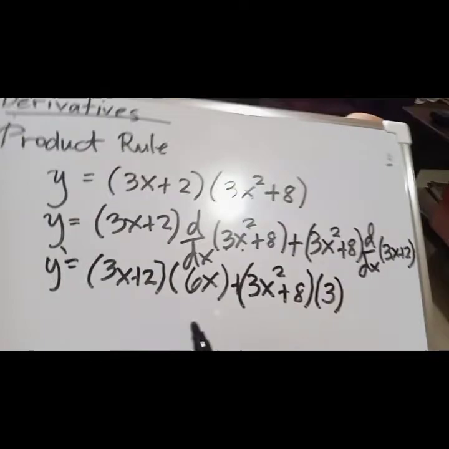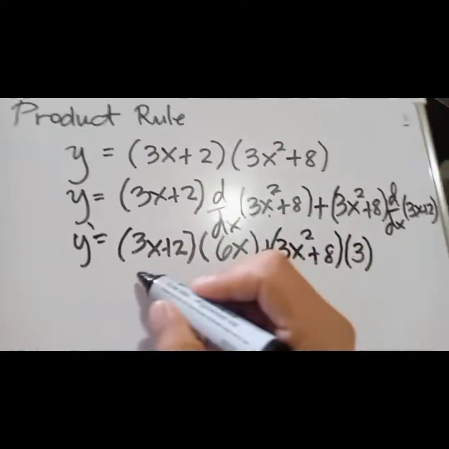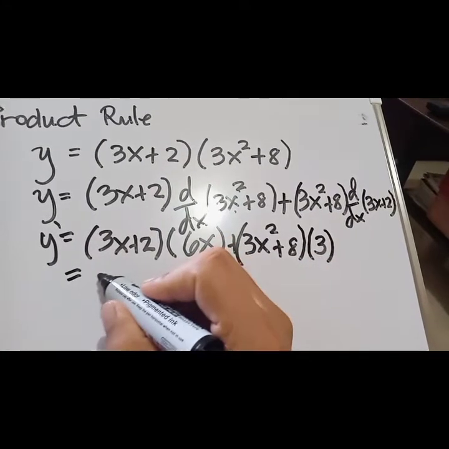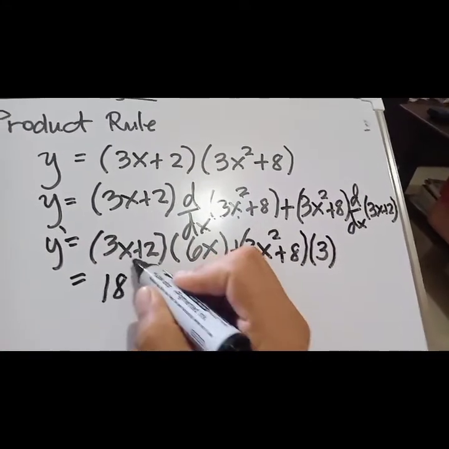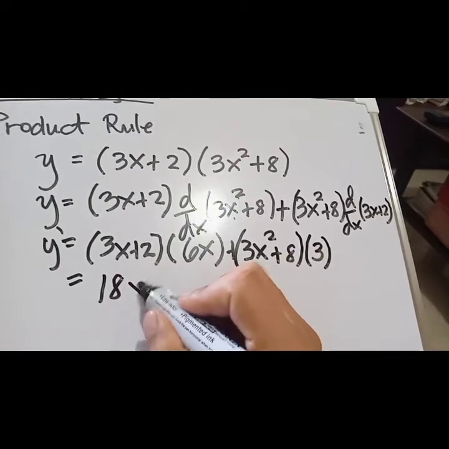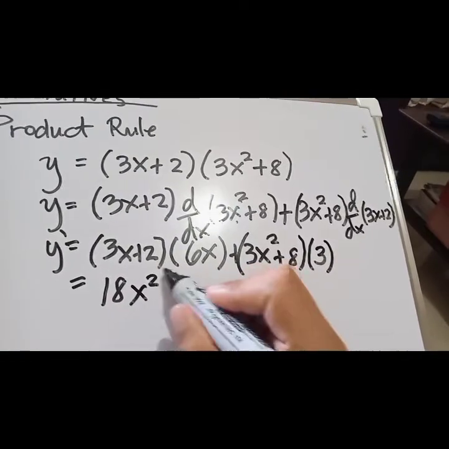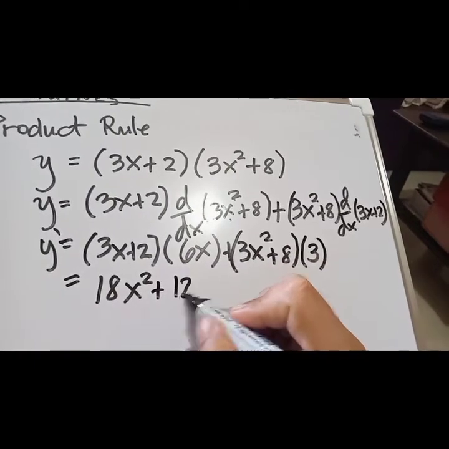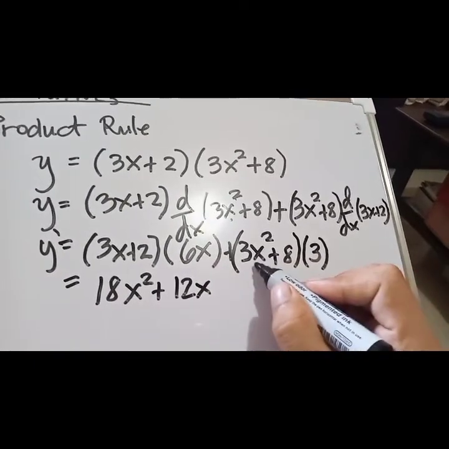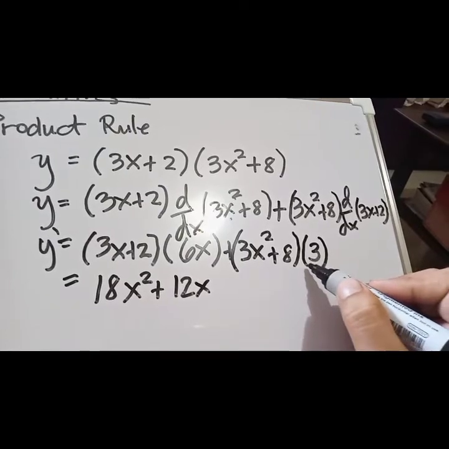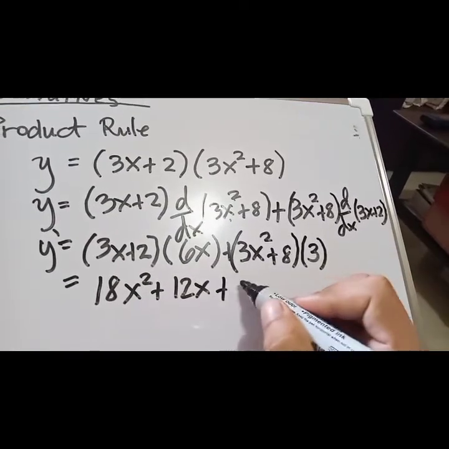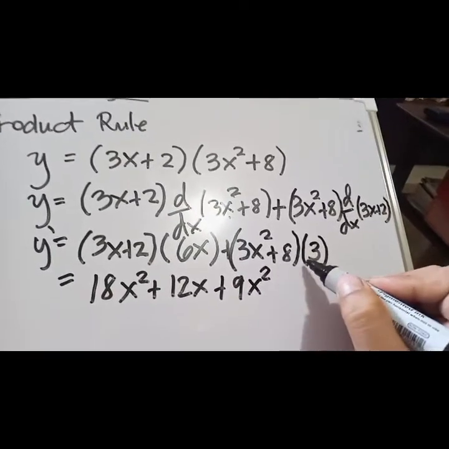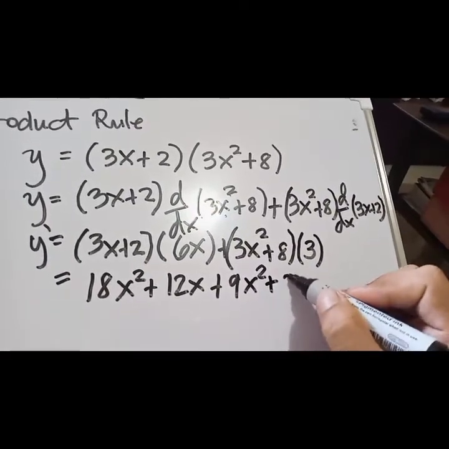Then, after that, isi-simplify na lang natin yung naging result. 6 times 3 is 18. X times x is x squared. Then, 2 times 6 is 12x. Then, 3x squared times 3, or 3 times 3, that will be 9x squared. 8 times 3 is 24.